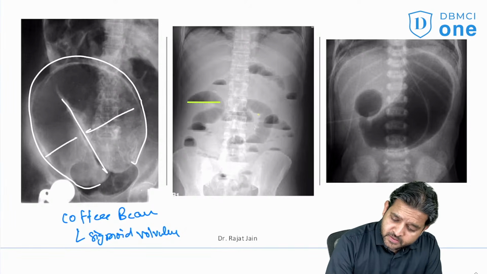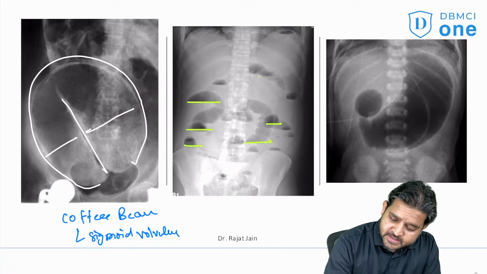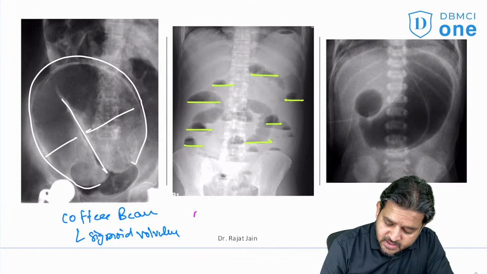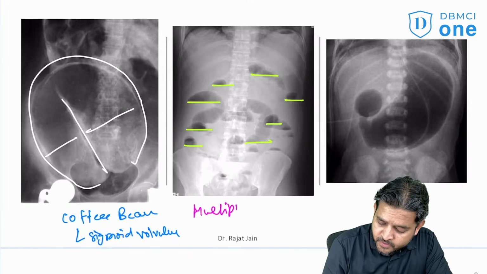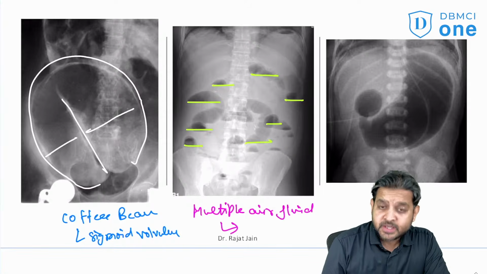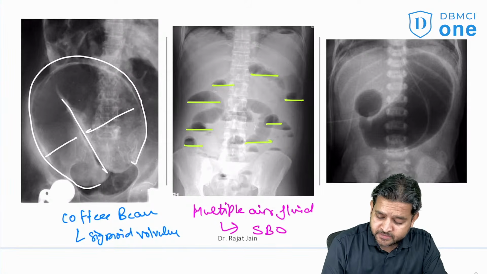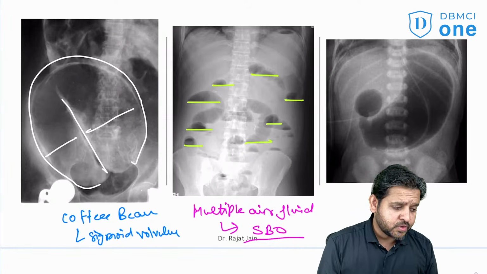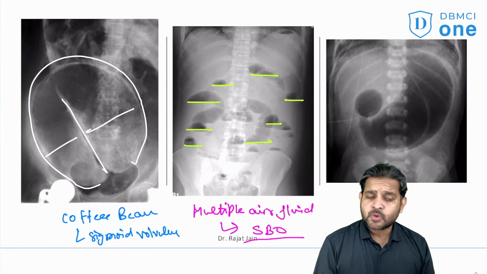On the other hand, what do we see here? We are seeing multiple air fluid levels. As we can see, these multiple air fluid levels. Now it is to be remembered that this is a feature of small bowel obstruction. Multiple air fluid levels will be a feature of small bowel obstruction.